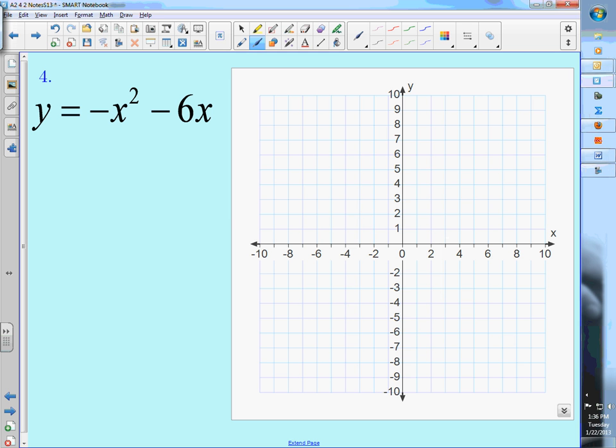So again, you want to make the list. You can recognize you're in standard form. You should be able to recognize your parent graph is y equals x squared. You should have been able to come up with a translation vector and instantly come up with the vertical stretch factor.